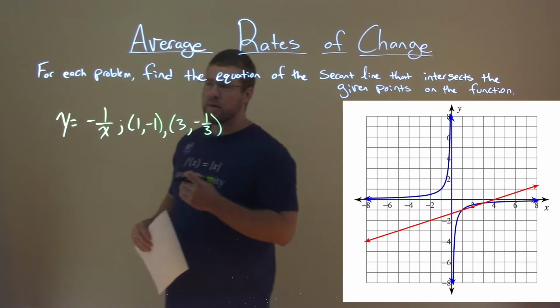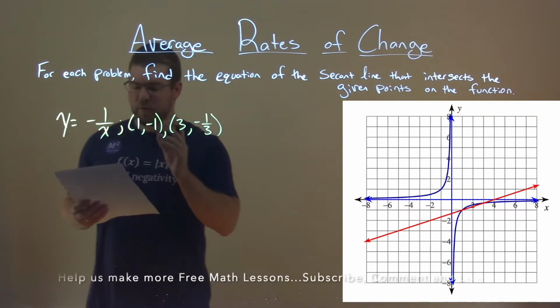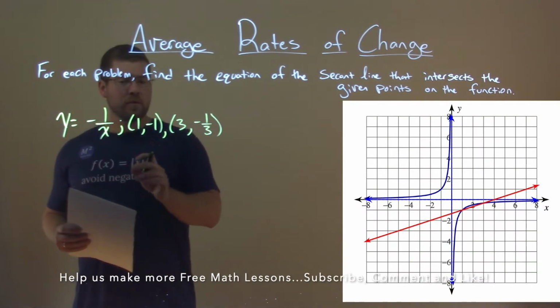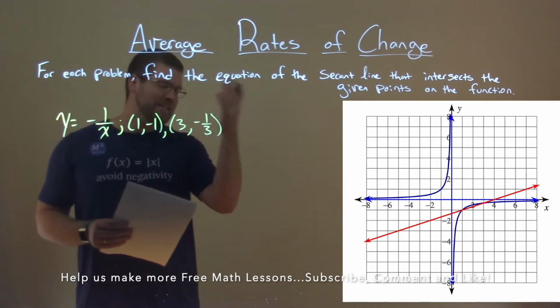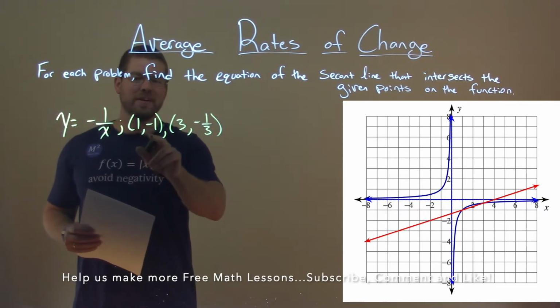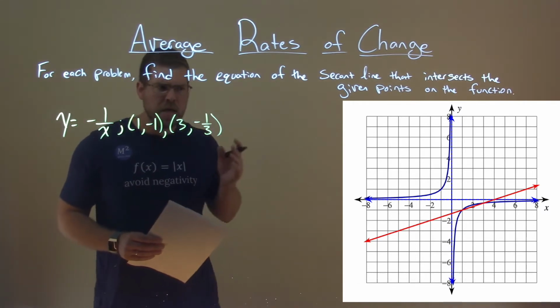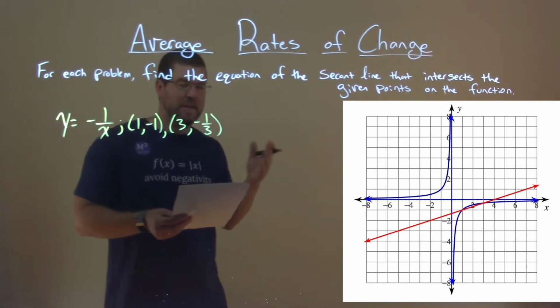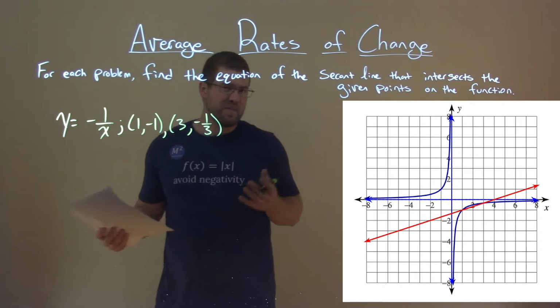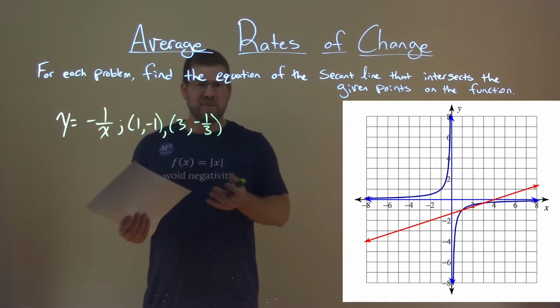We're given this problem right here. y equals negative 1 over x. From the interval, we're going to find the equation of the secant line over the given points, 1 comma negative 1, and 3 comma negative 1/3. Well, our graph here shows what that secant line looks like, so we just need to find the equation of it. First, we have to find the slope.